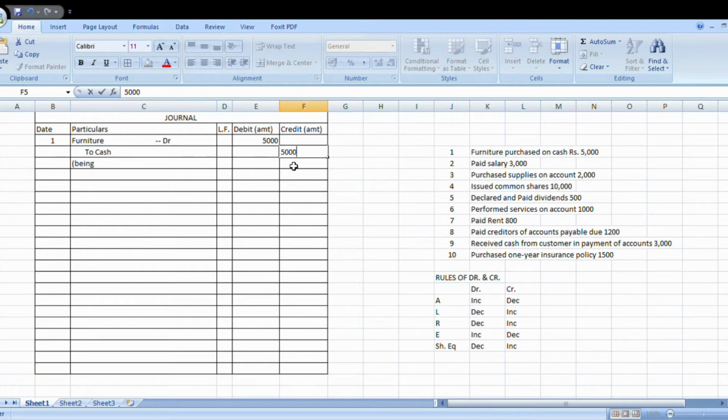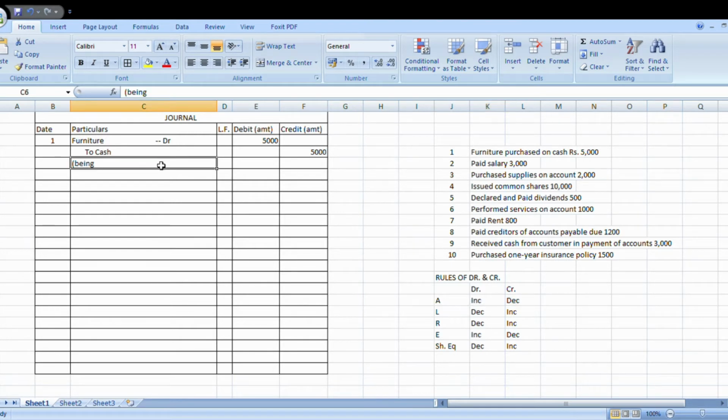Now, why has cash been credited? Because cash has decreased from the company. You have to consider yourself as a company. You have to consider yourself as a corporation, and accordingly you have to pass the journal entries and analyze the impact of the transaction. So since the asset, that means cash, has reduced, it will be credited here. Cash is reduced, it will be credited. Furniture to cash. This is the journal entry for furniture purchased on cash 5,000.